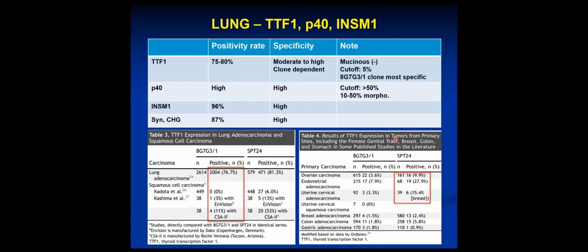Another thing that I would like to point out is for p40. The literature recommends using a cutoff of 50% of tumor cells being positive to suggest a squamous cell carcinoma. If it's less than 50%, morphological review is very important. And for neuroendocrine markers, INSM1 is really a good marker. Nuclear staining has good specificity.